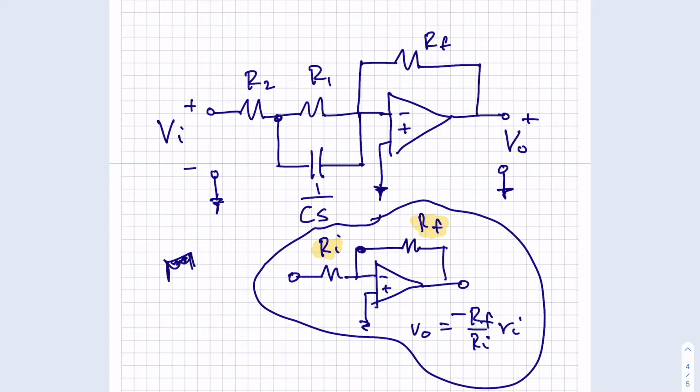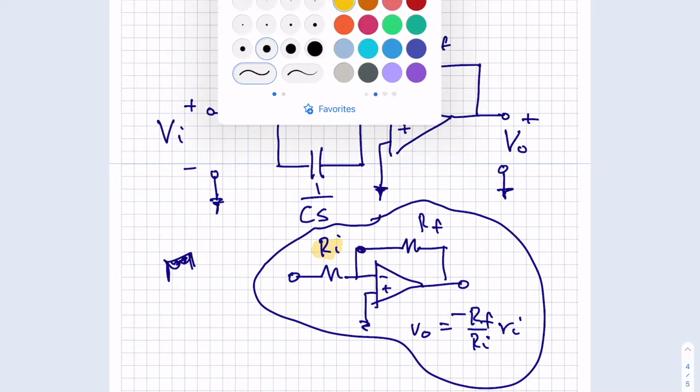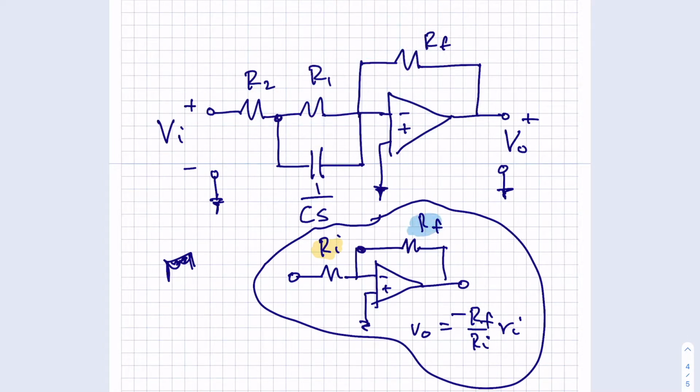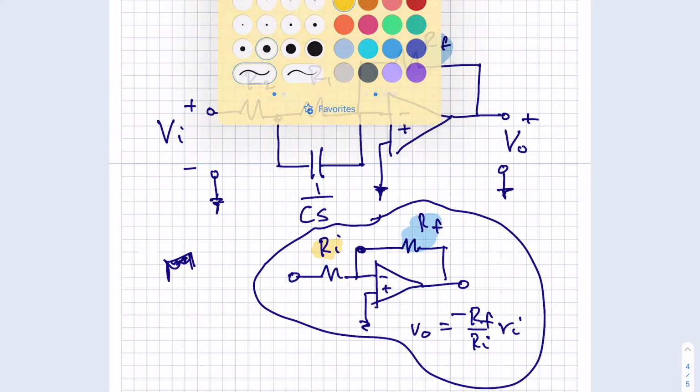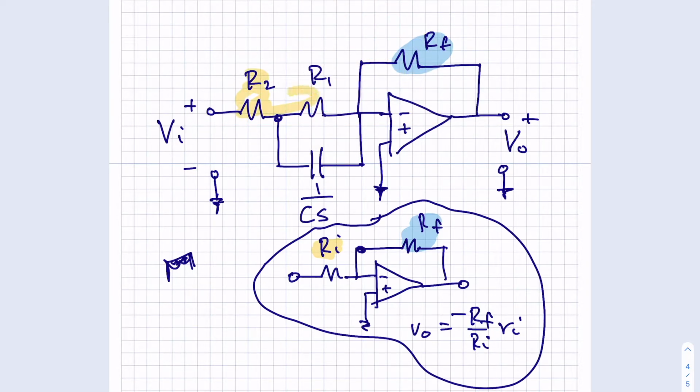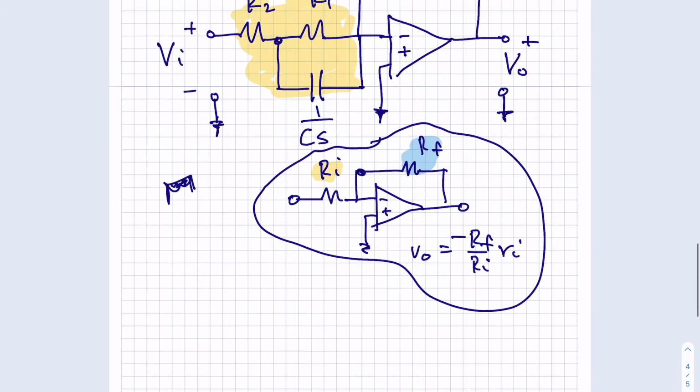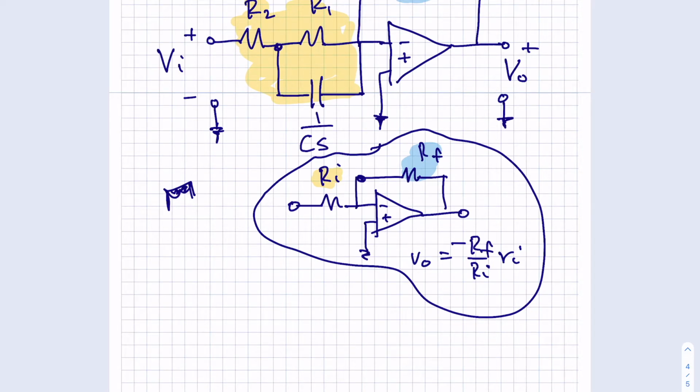Okay, so let's use two different colors. The RF is fairly easy because it's the same element in the circuit. So that's the RF, all right? But the RI would be this impedance combination. All that plays the role of RI. Okay, so I look at that and I have R1 in parallel with 1 over CS.